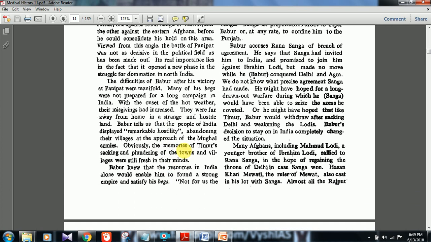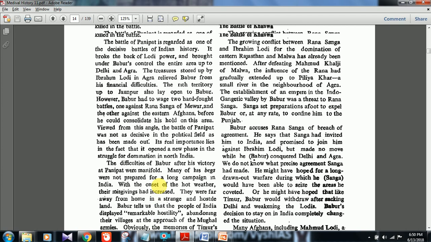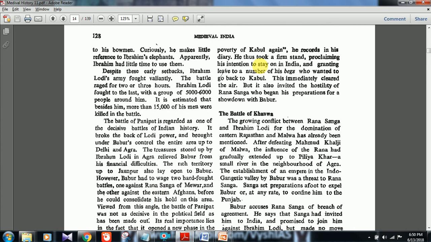Then obviously the memories of Timur's sacking. So this is actually a remarkable hostility. If you see this term, the people did not receive Babur in a proper way. They were not happy with it because Timur had actually invaded and plundered all the towns long back. So those memories were still there in the minds of the people. That's what they're telling: Babur was not well received by Indians. Babur knew that the resources in India alone would enable him to found a strong empire and satisfy his begs. Not for us. The poverty of Kabul again. So he's again looking for the riches in India.